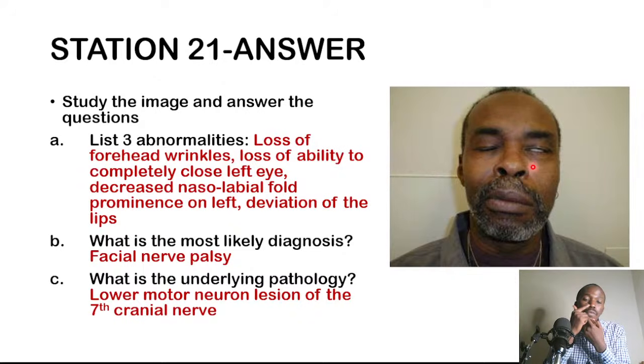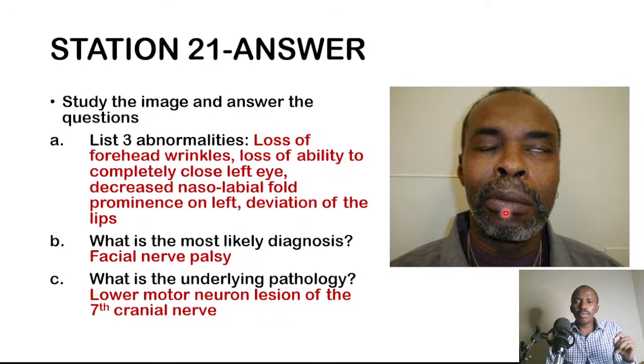So here there's a decrease in the nasolabial fold prominence on the left side, so on this side, and deviation of the lips. Of course, this is going to be seen in a facial nerve palsy, and this is most likely a lower motor neuron lesion that's affecting the 7th cranial nerve.